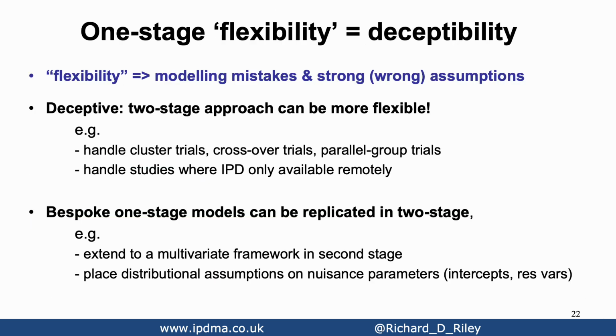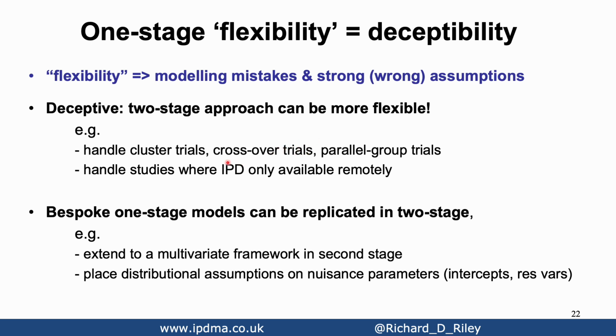So what does this mean? This means that one-stage flexibility is actually deceptive. Flexibility to me means that many people start making modelling mistakes and making strong and wrong assumptions. It's deceptive because actually the two-stage approach can be more flexible.